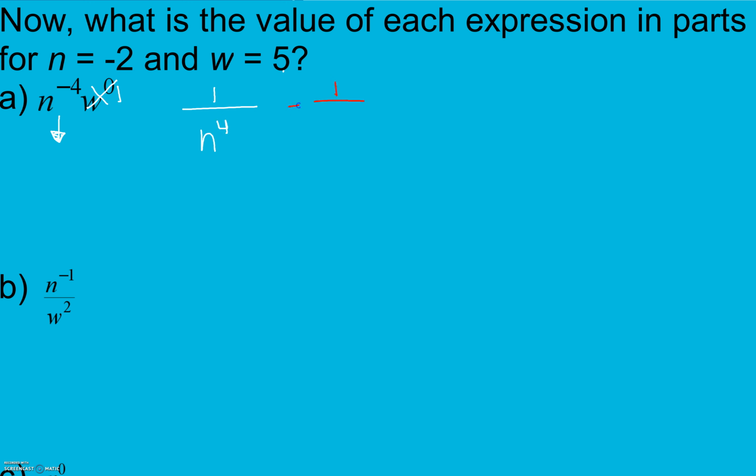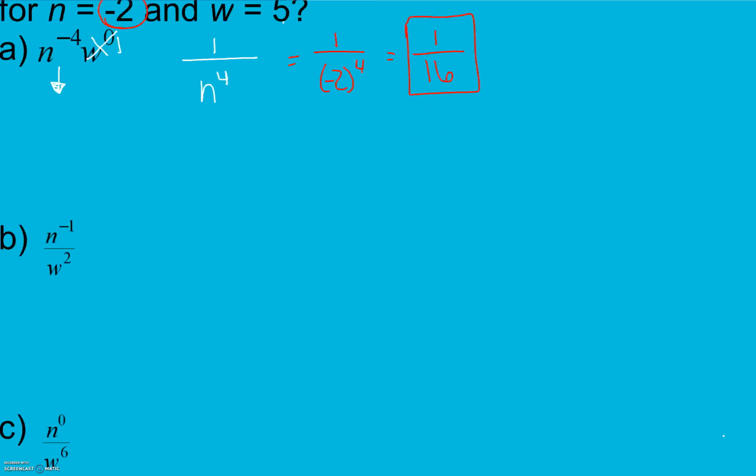I can substitute in my values. Here I know that n is negative 2, so I plug in negative 2 to the 4th power. Negative 2 times negative 2 is 4, times negative 2, negative 8, times negative 2 is positive 16. So negative 2 to the 4th power is a positive 16, so I have 1 over 16.